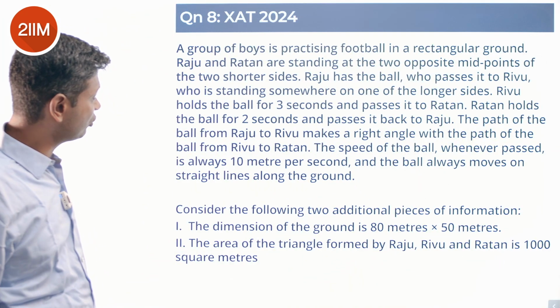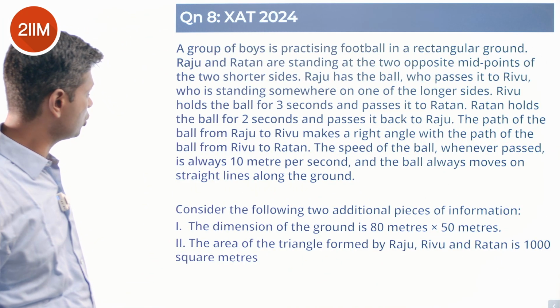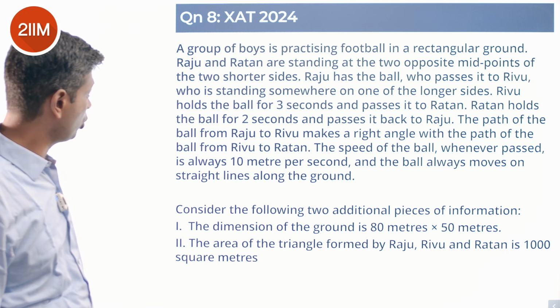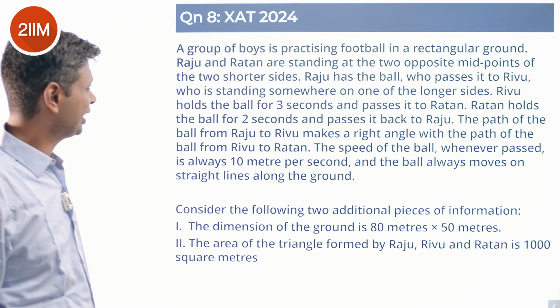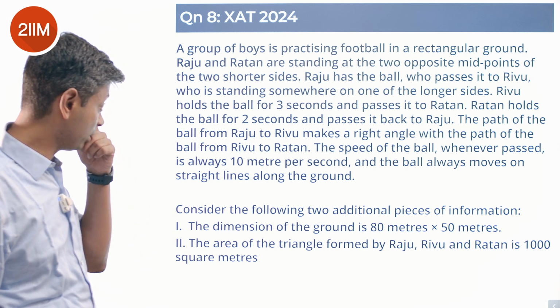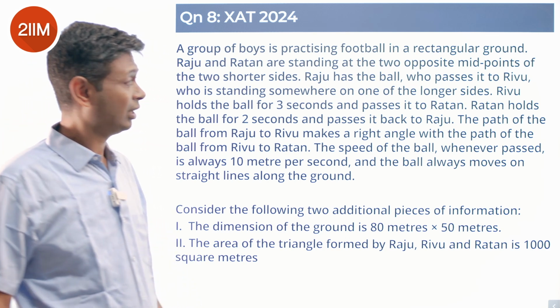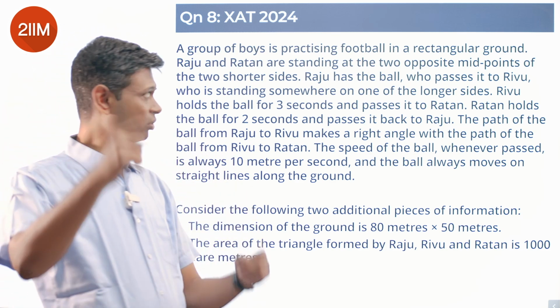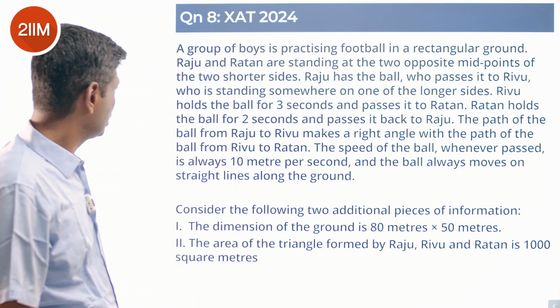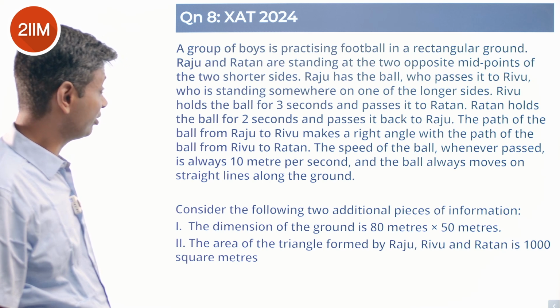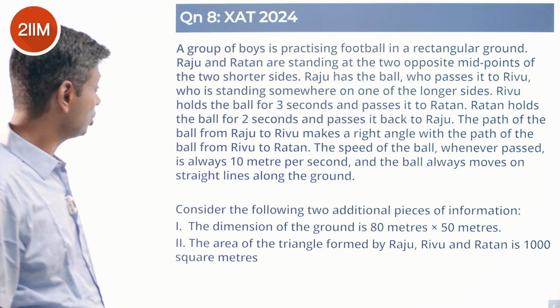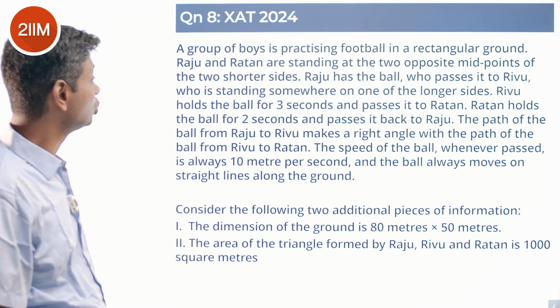A group of boys is practicing football in a rectangular ground. Raju and Ratan are standing at the two opposite midpoints of the two shorter sides. Raju has the ball and passes it to Rivu, who is standing somewhere on one of the longer sides. Rectangle, midpoint on the longer side. Rivu holds the ball for 3 seconds and passes it to Ratan. Ratan holds the ball for 2 seconds and passes it back to Raju.